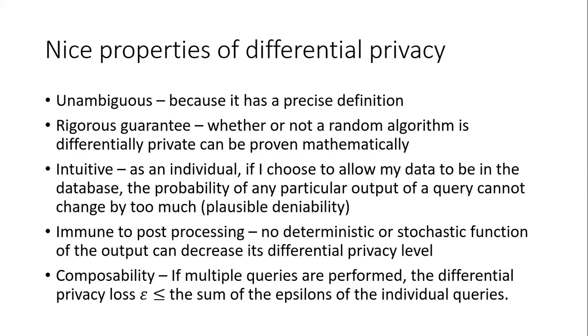And then, like we already talked about, the very important property is composability. So if multiple queries are performed, then the privacy loss of the total algorithm is just the sum of the privacy losses of all the steps. So if you have an algorithm that consists of multiple steps, each one you can compute the privacy loss because they're simple steps, and you can easily compute the maximum possible privacy loss of the whole.